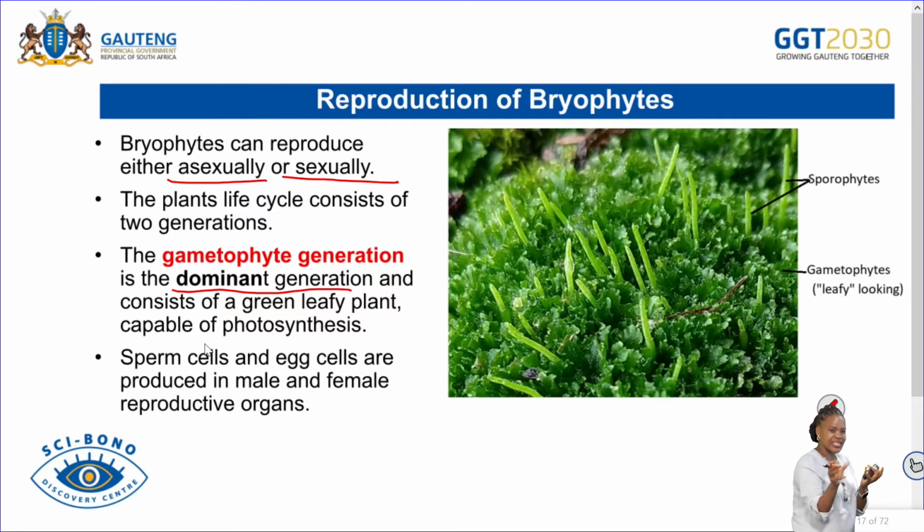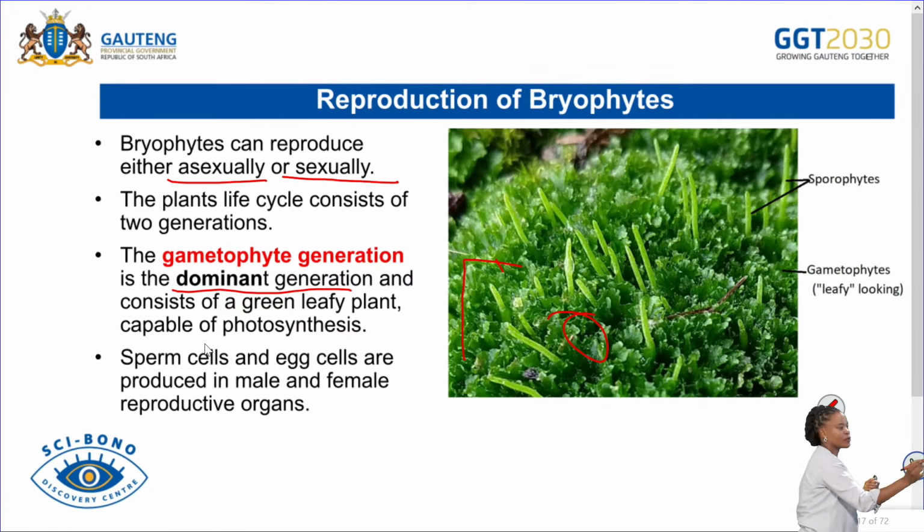The female branches. And when we look into these leaves, they are green, and we know that when plants are green, it means that they are capable of photosynthesizing. These plants are able to make their own food. Now, sperm cells and egg cells are produced on the male and female branches.